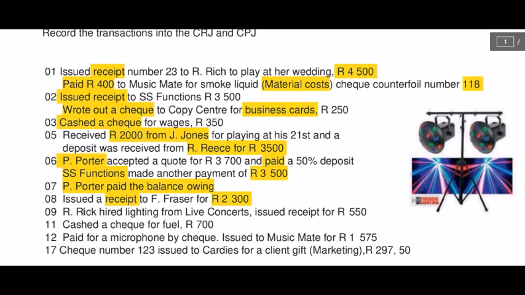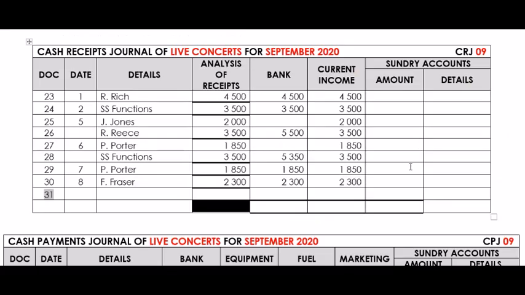Next one. On the 9th, R. Rick hired lighting from live concerts and we issued a receipt. So now we are renting out some of our lights, which is part of the service that we rendered. So it's still CRJ, still current income. In the CRJ, it will be receipt number 31 on the 9th to R. Rick, 550 goes to bank and to current income.